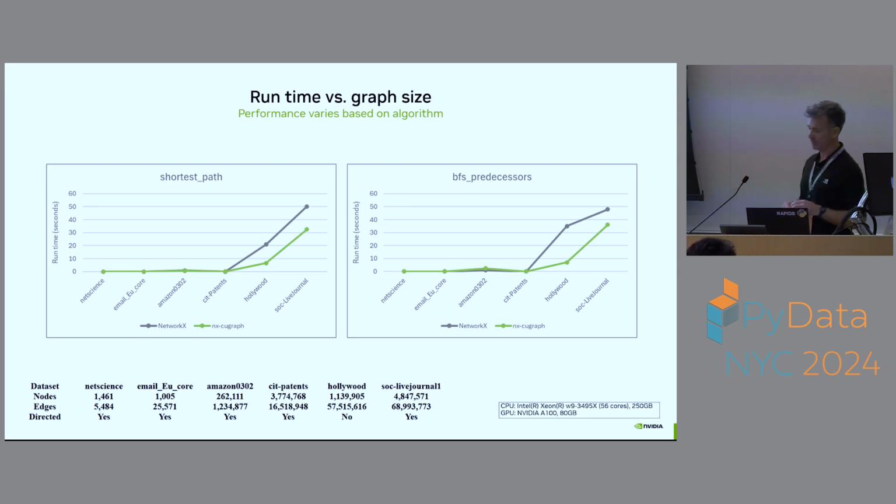Part of our challenge is that NetworkX being so flexible, the return types are so dynamic that we have to convert a lot of the GPU-based data structures, convert those to Python lists and Python dictionaries on the host. So that kind of overhead sometimes eats into our performance, but we're improving that.